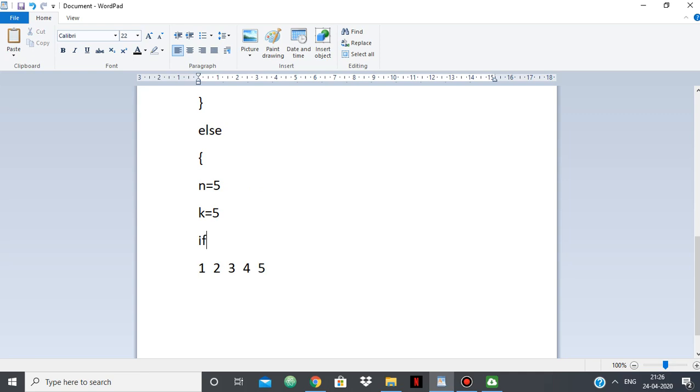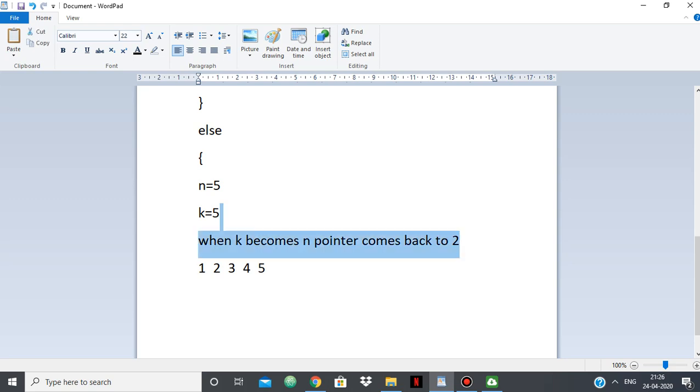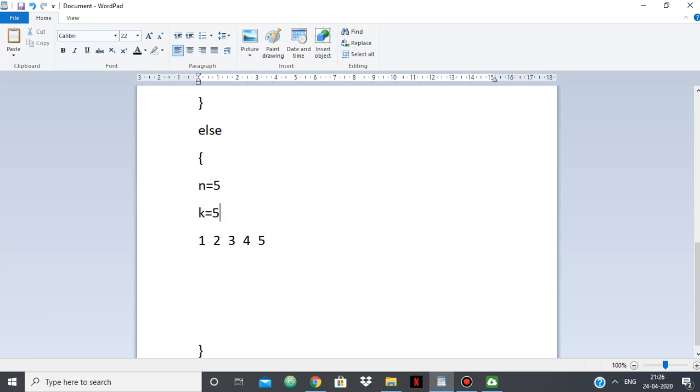So when k becomes n, I rotate back to 2. Let's say the pointer comes back to 2. Okay, so at every multiple of k, I'll be coming back to 2. Here I'll do k is equal to k percent n.